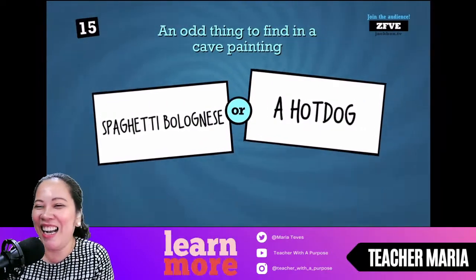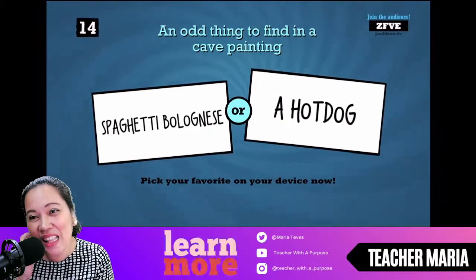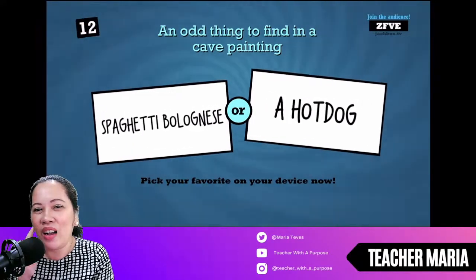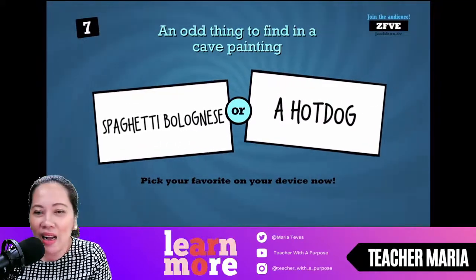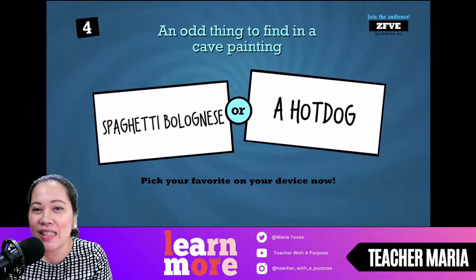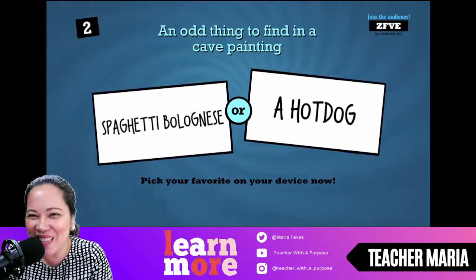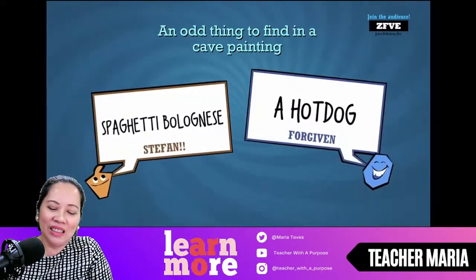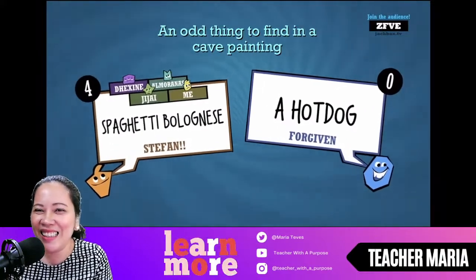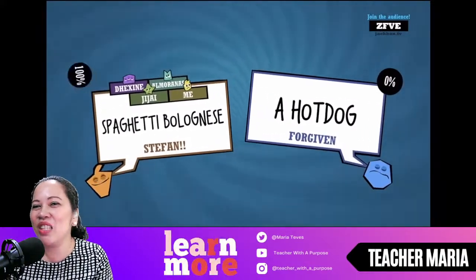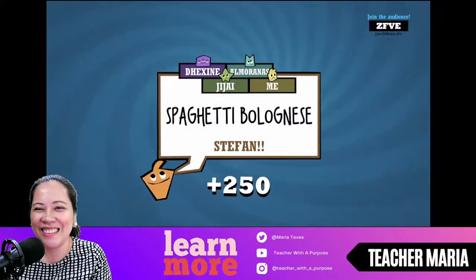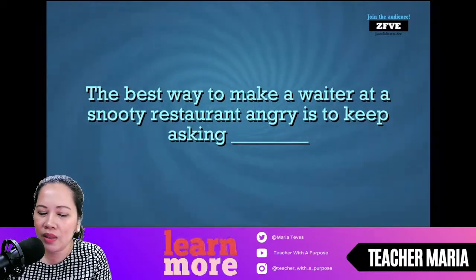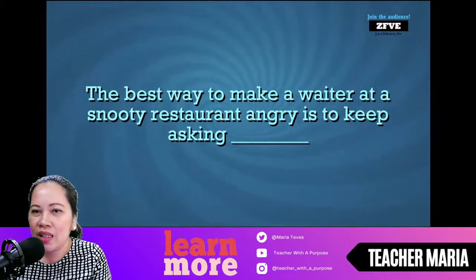Spaghetti bolognese. Vote for your favorite. It's a cave painting. You know what? These two who answered it most probably is eating right now. So good. Stefan, spaghetti. Forgiven. So sorry, Forgiven. Quick flash on Stefan. Spaghetti. Next up, the best way to make a waiter at a snooty restaurant angry is to keep asking blank.